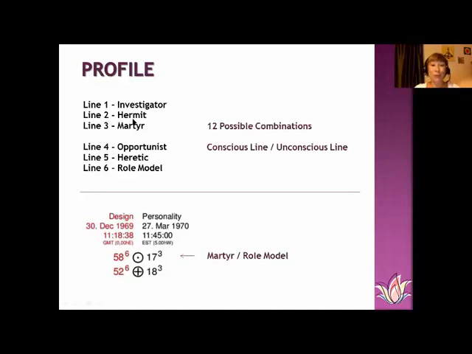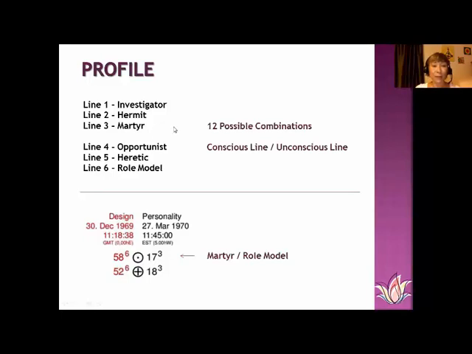Line two, if we're moving up to the second line of the hexagram, line two is known as the hermit. The hermit has this natural kind of energy that's a yin kind of energy that's more introverted, and really is here to experience itself in its own introverted kind of way.